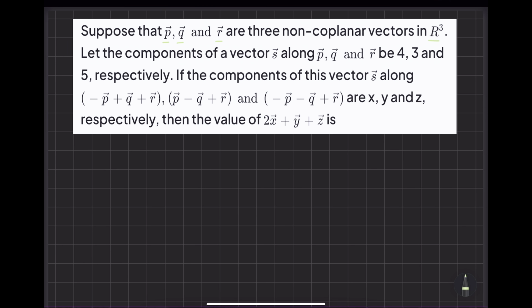Let the component of a vector s, so we have a certain vector s, whose components along p, q, and r are these. So along p is 4, which means along i cap is 4 units, so 4i, here we will be writing 4p. Then 3q, then 5r. So this is your s vector.